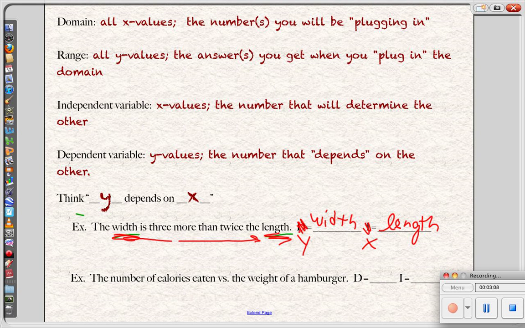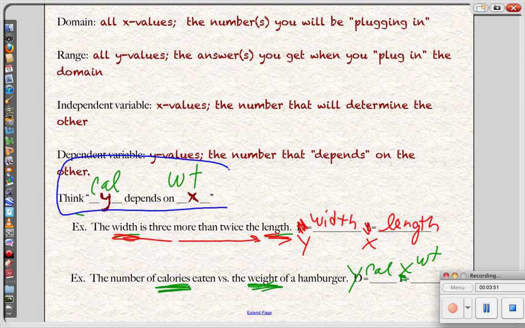The next example says the number of calories eaten versus the weight of a hamburger. So the number of calories and the weight of my hamburger, those are my two things that I don't know. And so when you think about which one depends on the other, I'm thinking the calories depend on the weight. So the number of calories in a hamburger depends on the weight of a hamburger. So my calories is my y value, and my weight is my x value. And then if I was going to write an equation, I would know which is which. Okay, so this right here, very helpful. If you can fill in the blanks, now you'll know which one's the x value, which one's the y value.